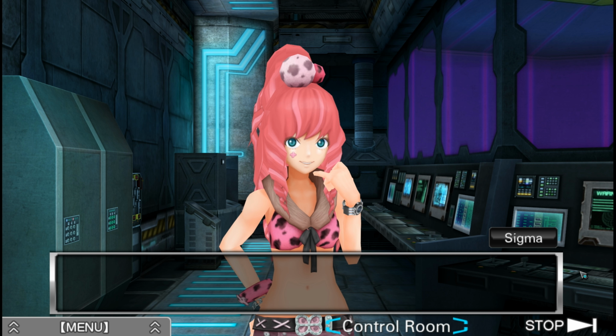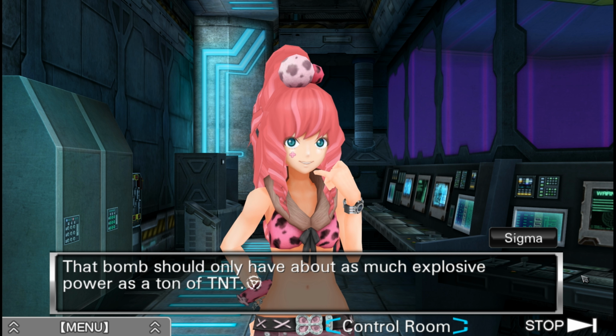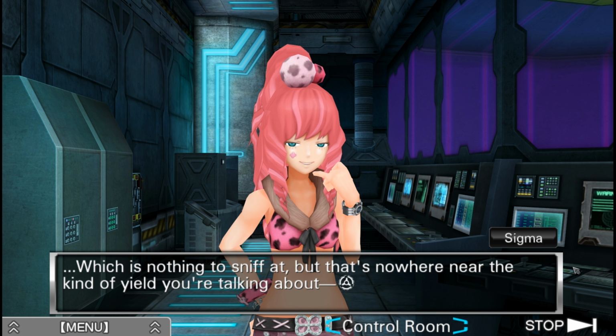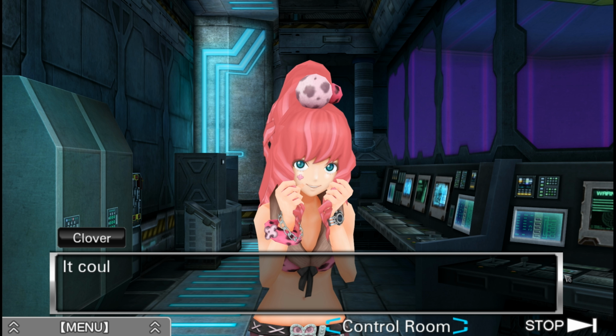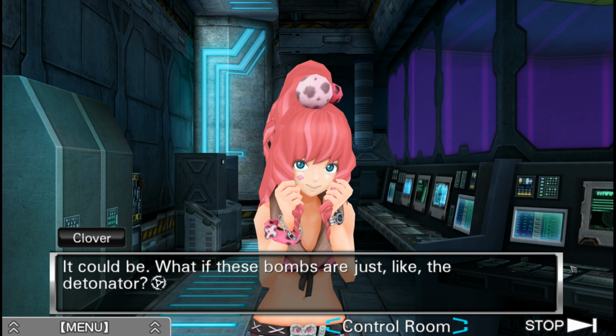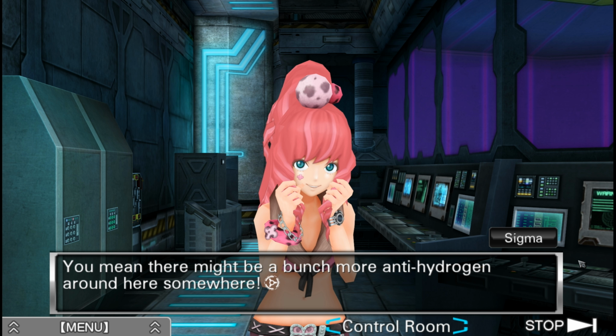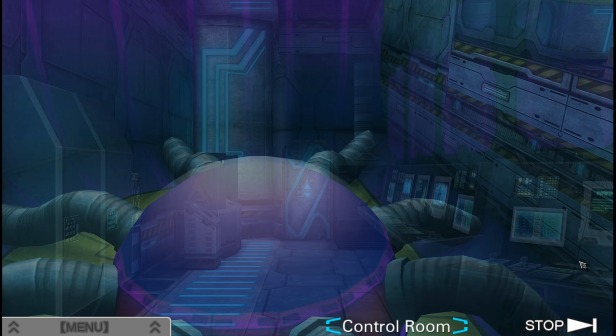What are you talking about? That bomb should only have about as much explosive power as a ton of TNT. Which is nothing to sniff at, but that's nowhere near the kind of yield you're talking about. It could be. What if these bombs are just like the detonator? You mean there might be a bunch more anti-hydrogen around here somewhere?